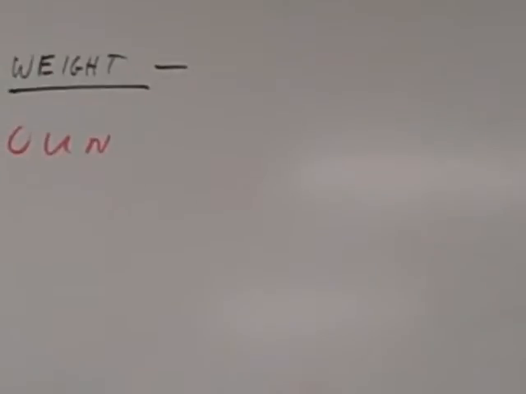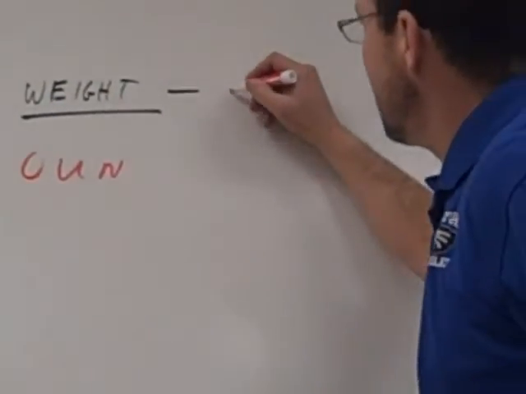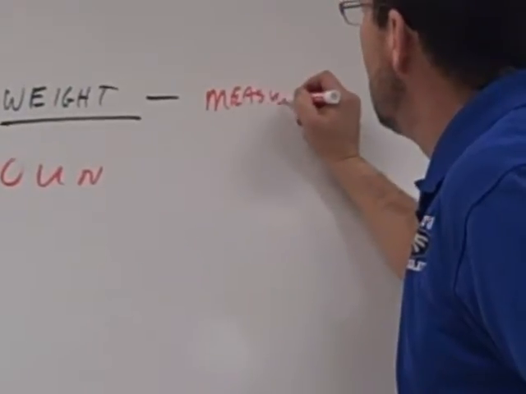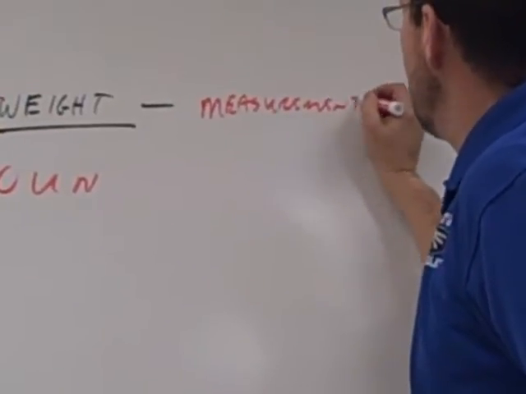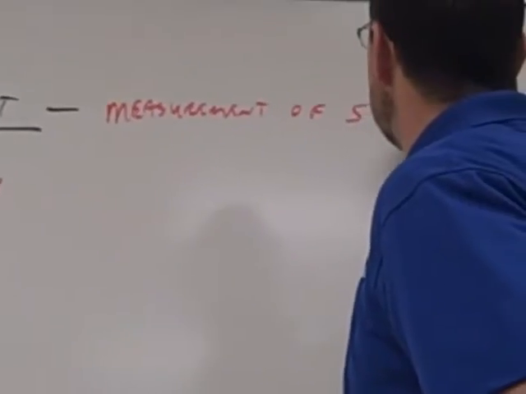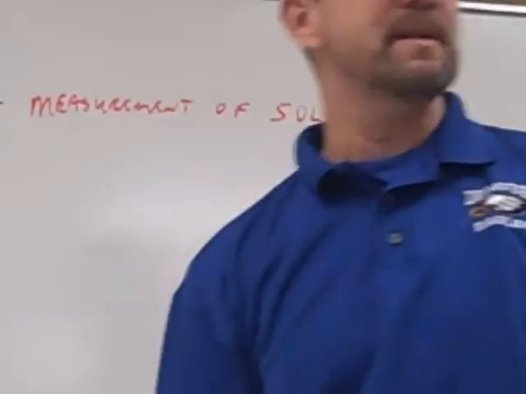Because your weight is different at sea level than it is at 10,000 feet up on a mountain, because of the weight of the air pushing down on you and the weight of gravity pulling you down. Weight is actually gravity pulling down on you. But how can we put it in nice simple terms? Measurement of solids, the pull of gravity on you. I'll take that. That's a nice simple one. It's measurement of solids.